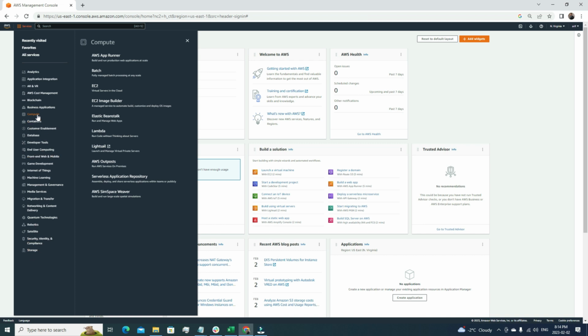If we click our first category, compute, the very first service that you need to get familiar with is EC2. EC2 stands for Elastic Compute Cloud. So whenever we have to deal with virtual servers in the cloud, we have to use the EC2 service. Under EC2, we can deploy maybe Windows or Linux-based servers. It's very important to know about EC2.